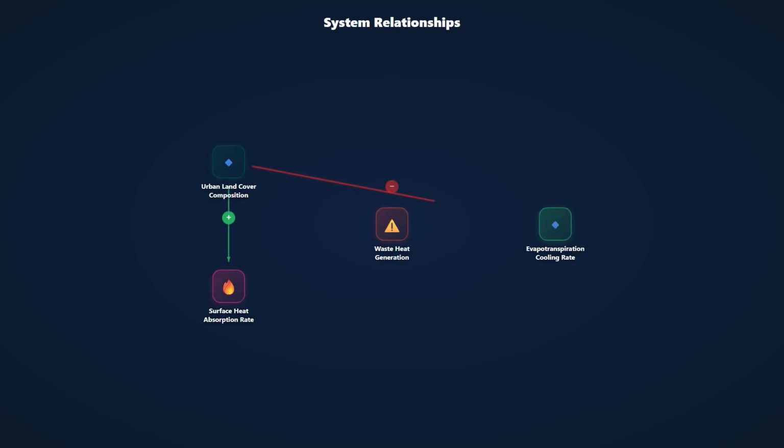A positive relationship means more urban land cover composition by impervious surfaces leads to a higher surface heat absorption rate. Conversely, there's a negative relationship between impervious surfaces and the evapotranspiration cooling rate, because less vegetation means less natural cooling. Both a higher surface heat absorption rate and increased waste heat generation have a positive relationship with ambient air temperature, making the air hotter. Finally, a positive relationship exists where higher ambient air temperature leads to a greater heat-related health impact, especially for vulnerable populations who often live in the hottest neighborhoods.